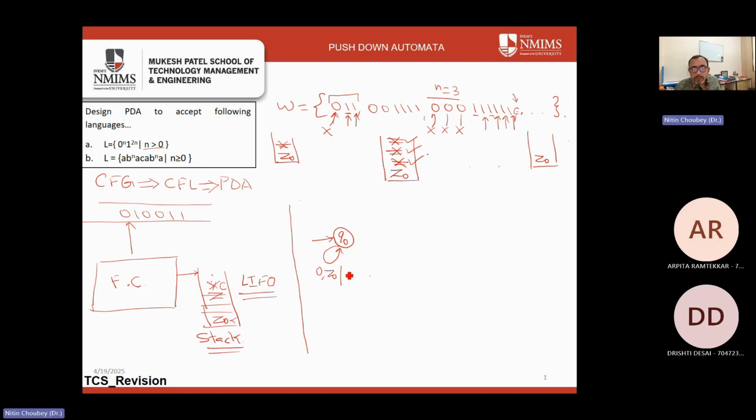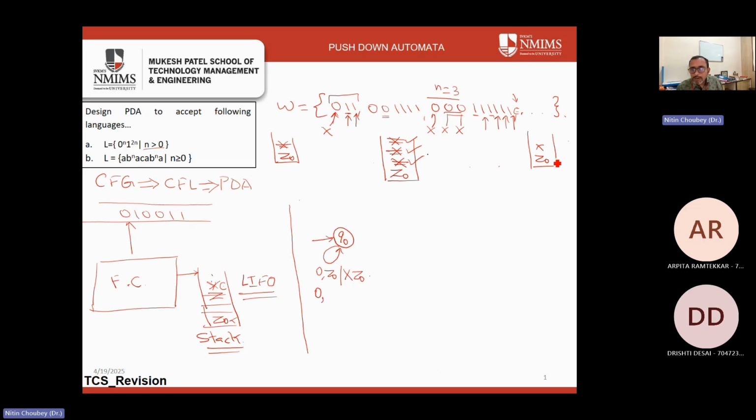we will push X for each 0 onto the stack. So this is the first case: for the first 0, when the stack top was Z0, we pushed X onto Z0 like this.